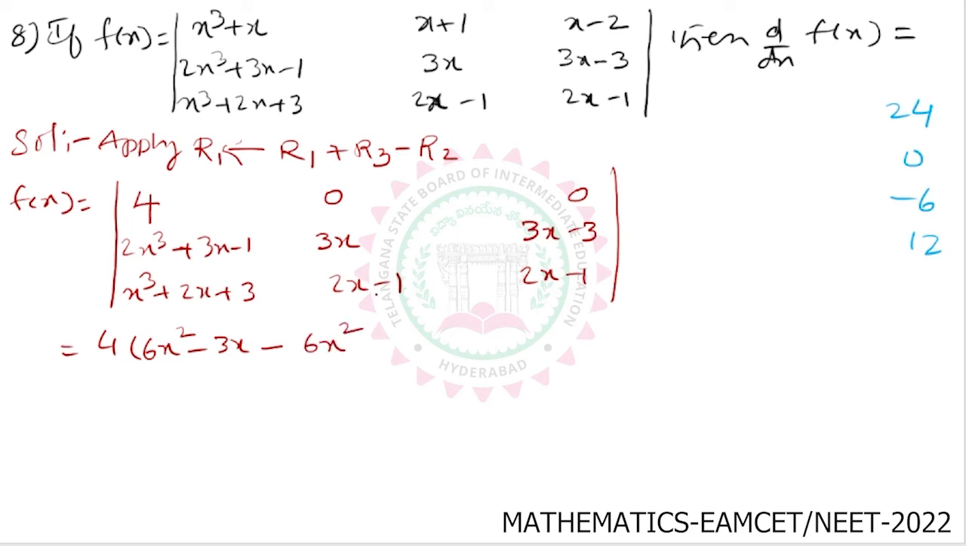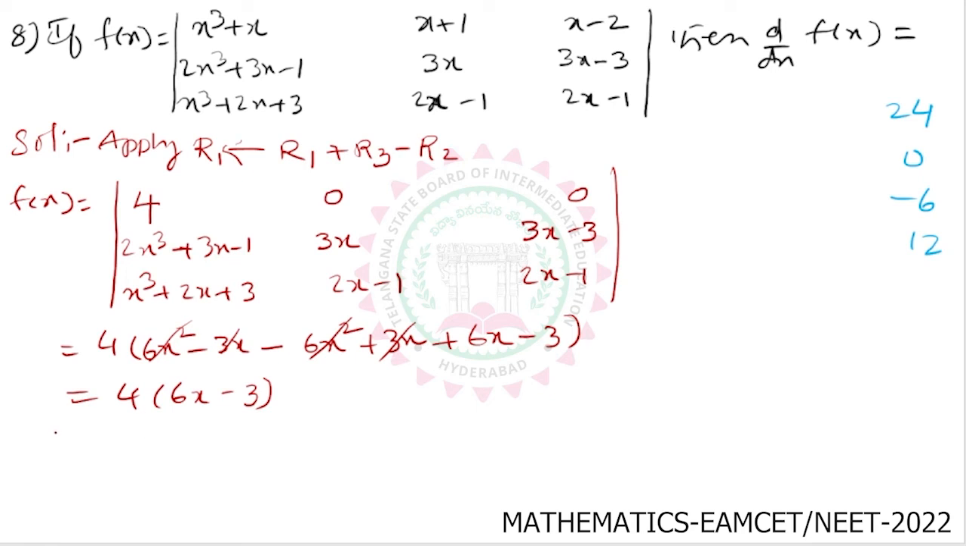3x into 1 minus 3x becomes plus 3x. Again, minus 3 into 2 minus 6x becomes plus 6x. Minus 3 into minus 1, minus into minus gives plus. So this cancels, this cancels, which gives me 6x minus 3. So 4 times 6x minus 3. So my question reduces to a very simple form.